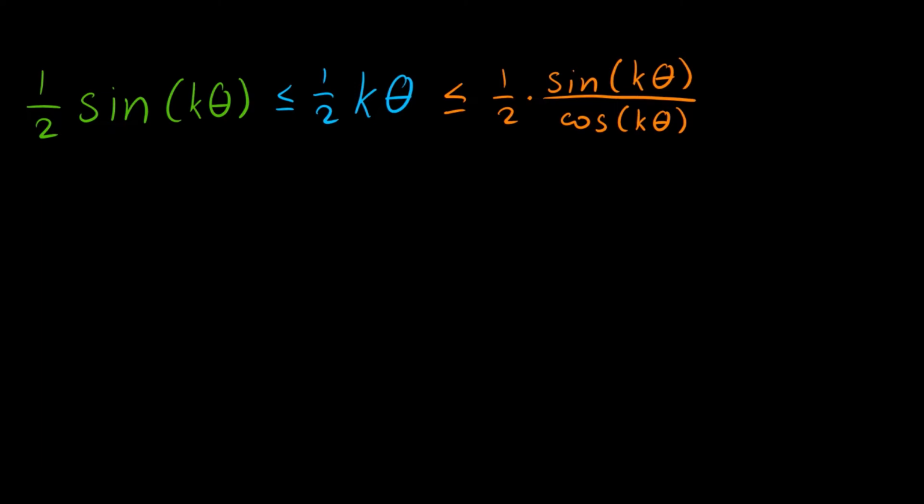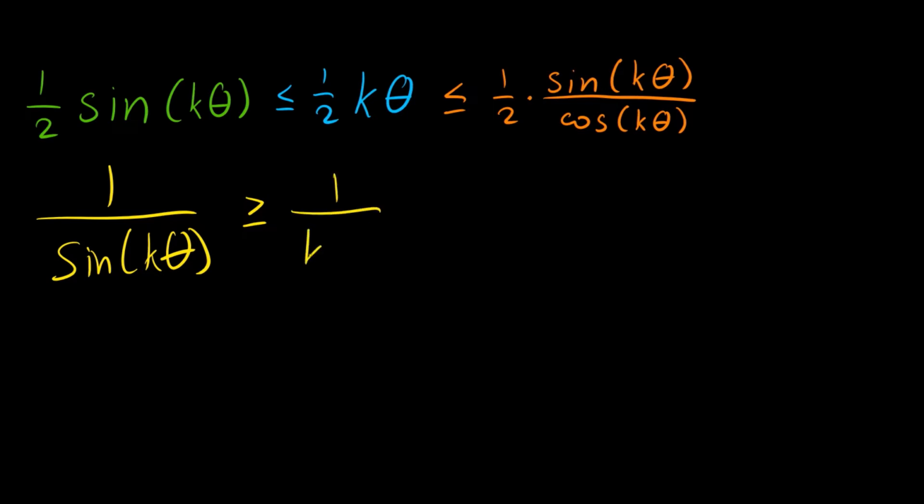You can even rewind the video if you want to see that this inequality is true. Anyway, I'm going to cancel all these 1/2s, and take the reciprocal of everything. That will leave me with 1 over sine of k theta, and of course the inequality sign is going to flip since I took the reciprocal. Then I'm left with 1 over k theta in the middle, and it's greater than or equal to cosine of k theta divided by sine of k theta.